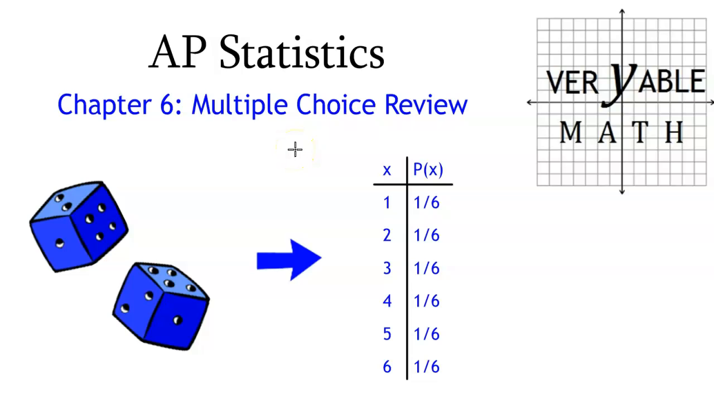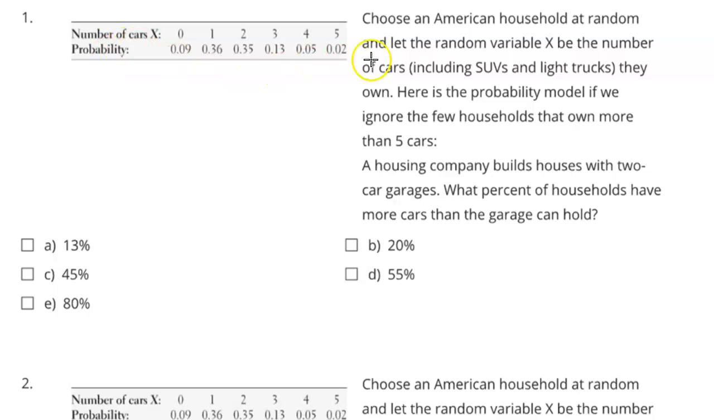Video is the Chapter 6 multiple choice review video. We're going to be talking about how to look at chance processes and turn those chance processes into random variables, which are variables that have numbers that have probabilities associated with them, and we're going to take a look at the distributions thereof. So a distribution of probabilities which could be associated with random variables. Let's start taking a look at these questions.